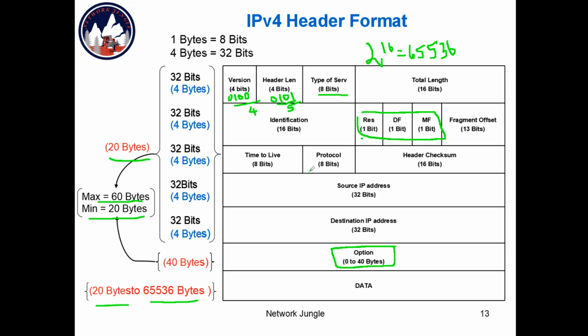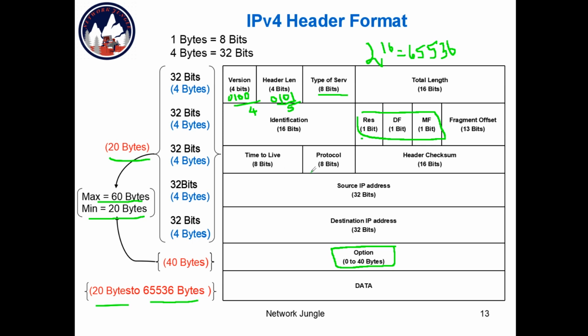And next one is the time to live. So it consists of 8 bits. So 2 power 8 equal to 256. If the packet goes to the router, it is automatically decremented by 1. Here is the formula, TTL minus 1. If the packet does not reach the destination before the TTL value expires.